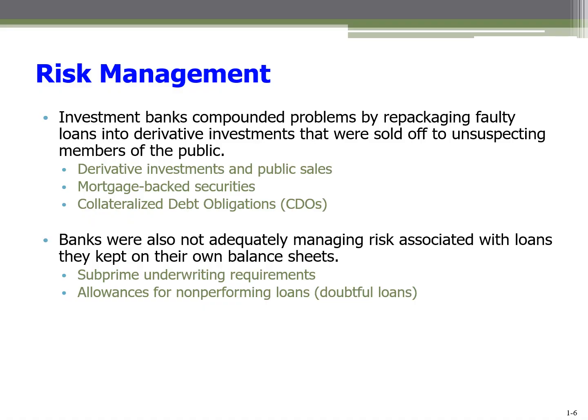Inadequate risk management on balance sheets. On their balance sheets, banks held substantial amounts of these risky securities, reflecting a lack of proper risk management. The banks' practices, such as insufficient subprime underwriting requirements and inadequate allowances for non-performing loans, also known as doubtful or bad debt provisions, exposed them to significant financial strain when borrower defaults eventually increased.